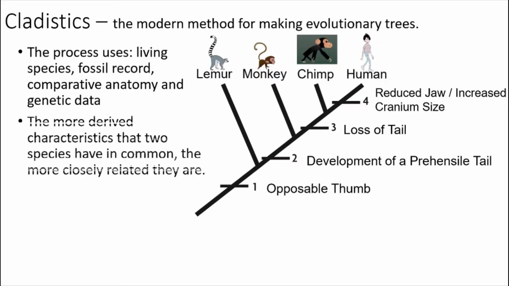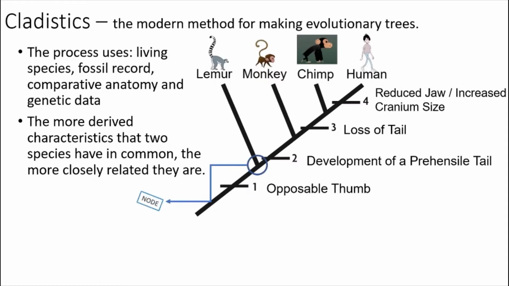This is a great way for grasping and holding on to things, which is very important for all of these organisms. Now, the more derived characteristics that two species have in common, the more closely related they are. As I said, all of these creatures have an opposable thumb, which means that they have something in common. So there's at least one derived characteristic that they all share.